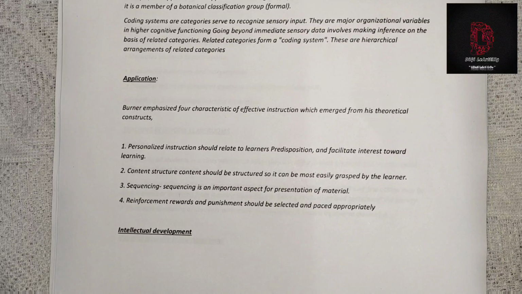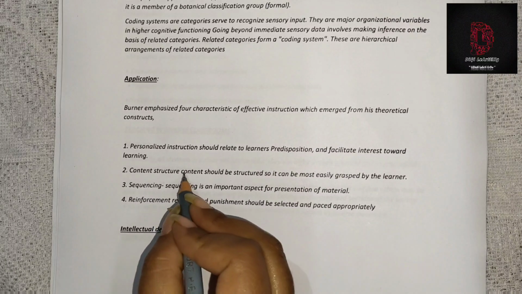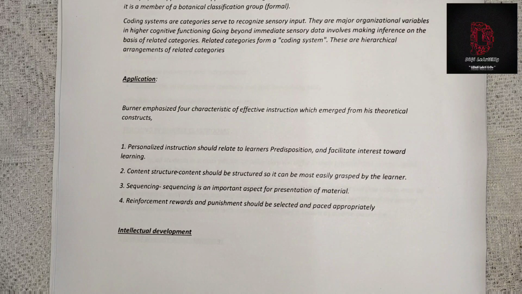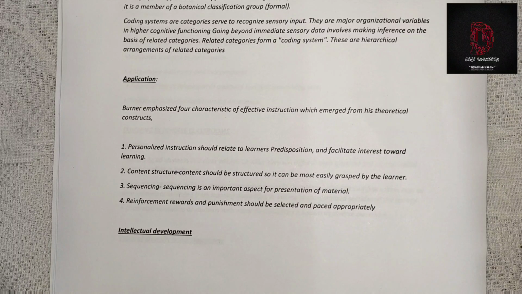content should be structured so it can be most easily grasped by the learner. Third is the sequencing. Sequencing is an important aspect for presentation of material. And fourth is that reinforcement, rewards and punishment should be selected and paced appropriately. Okay. Next is the intellectual development.